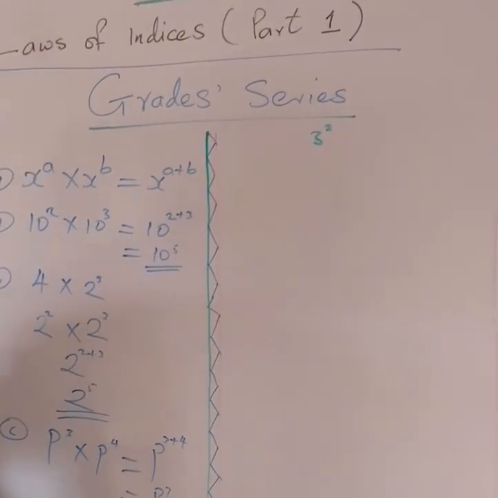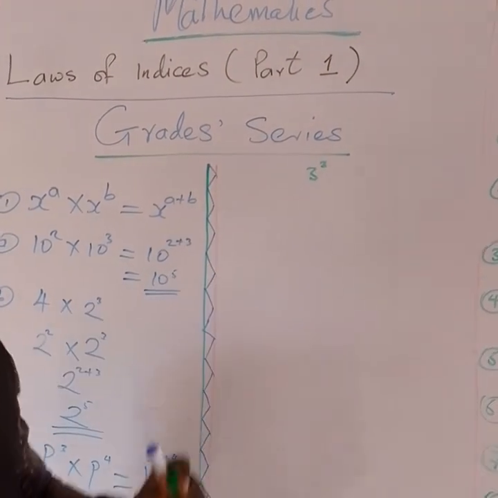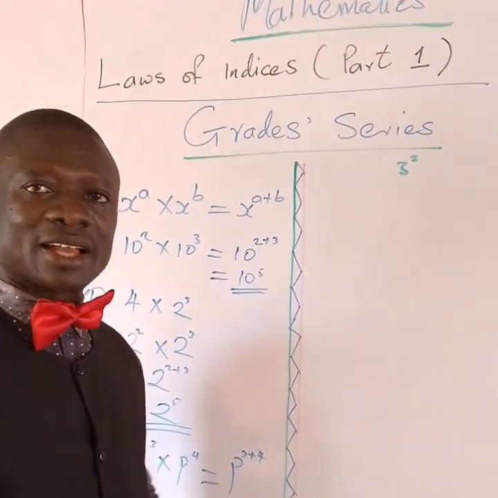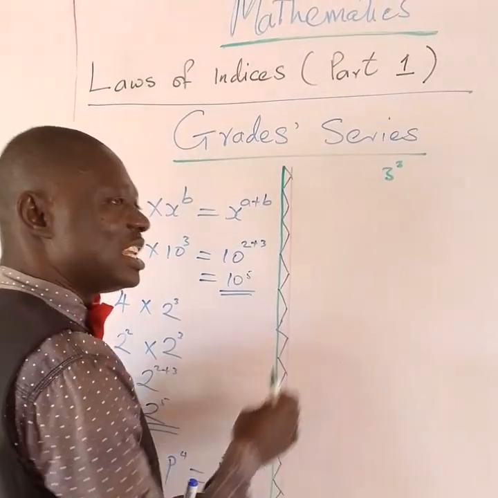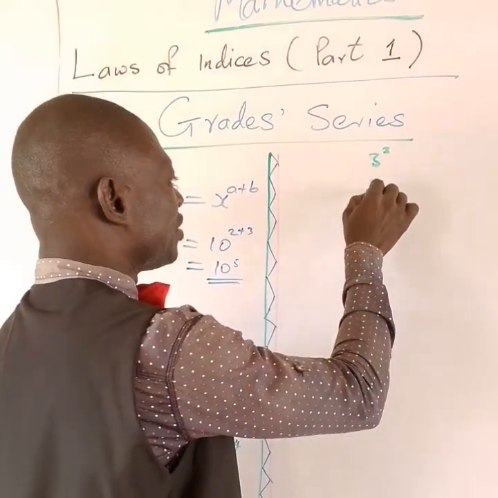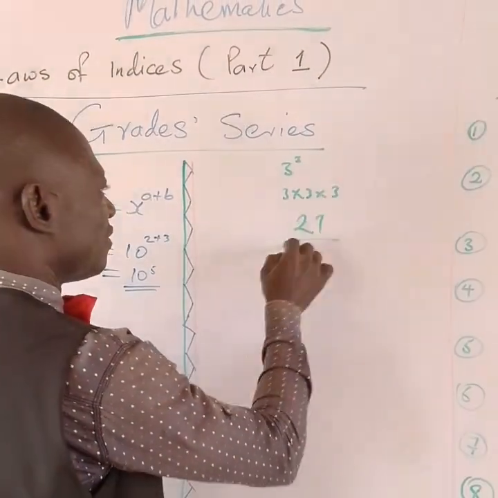You can expand it if you like. Actually, if the power is small, we expect it to be expanded. If it is big, we expect to leave it that way. And so it is relatively small. This is something as 3 times 3 times 3, and that is 27.